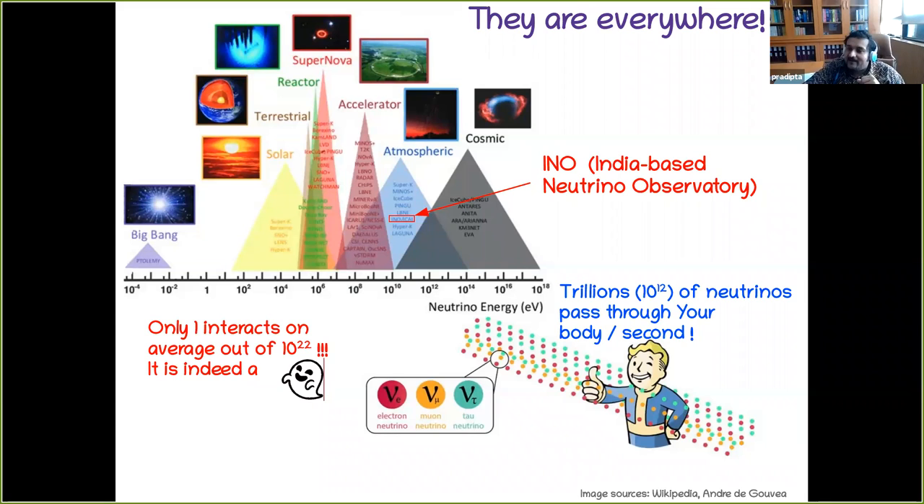Second is that because of the variety of the neutrino energies, it is an exorbitant variation. So it is very difficult to design one detector which can capture the entire energy range. That is the reason why we have different detectors or different experiments, each dedicated to a particular purpose. And also on top of that, the interaction is extremely feeble. As I just gave you the information, out of 10 to the power 22, only one is interacting.